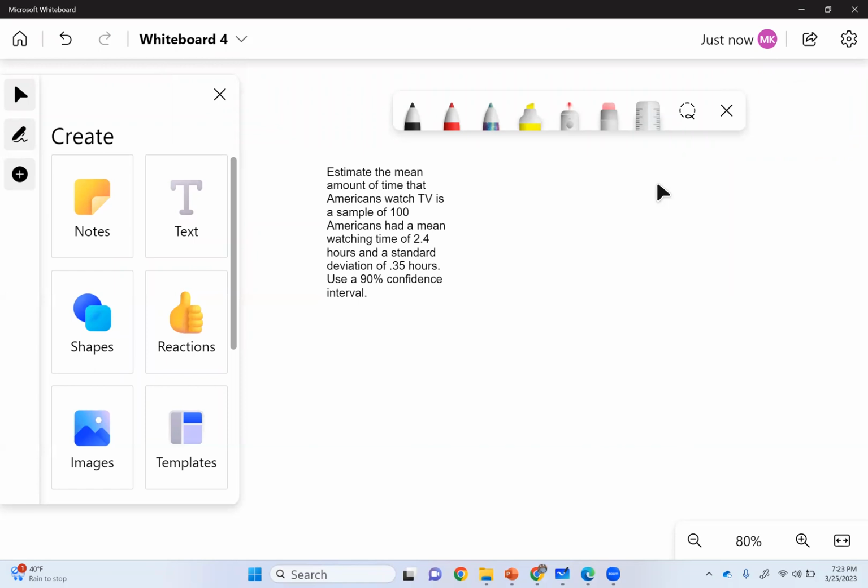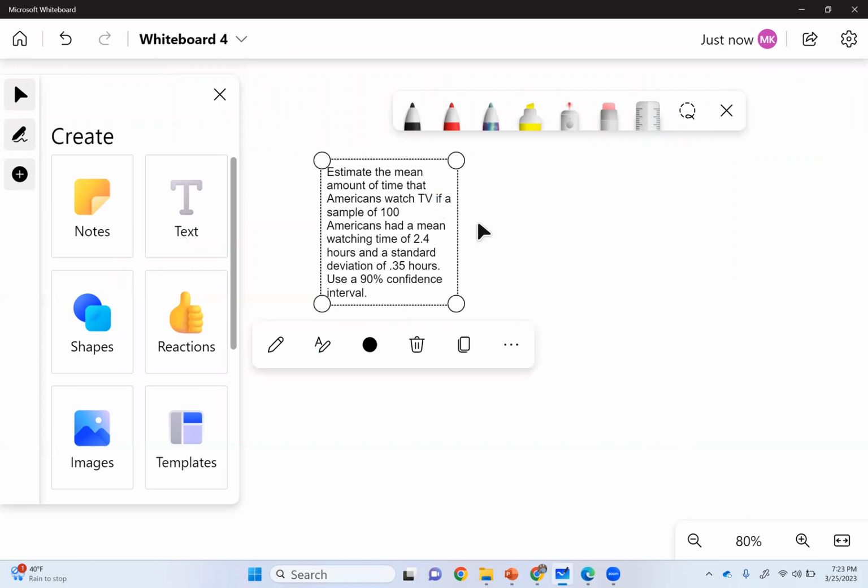All right, let's take a look at this problem. It says estimate the mean amount of time that Americans watch TV, if a sample of 100 Americans had a mean watching time of 2.4 hours and a standard deviation of 0.35 hours. Use a 90% confidence interval.